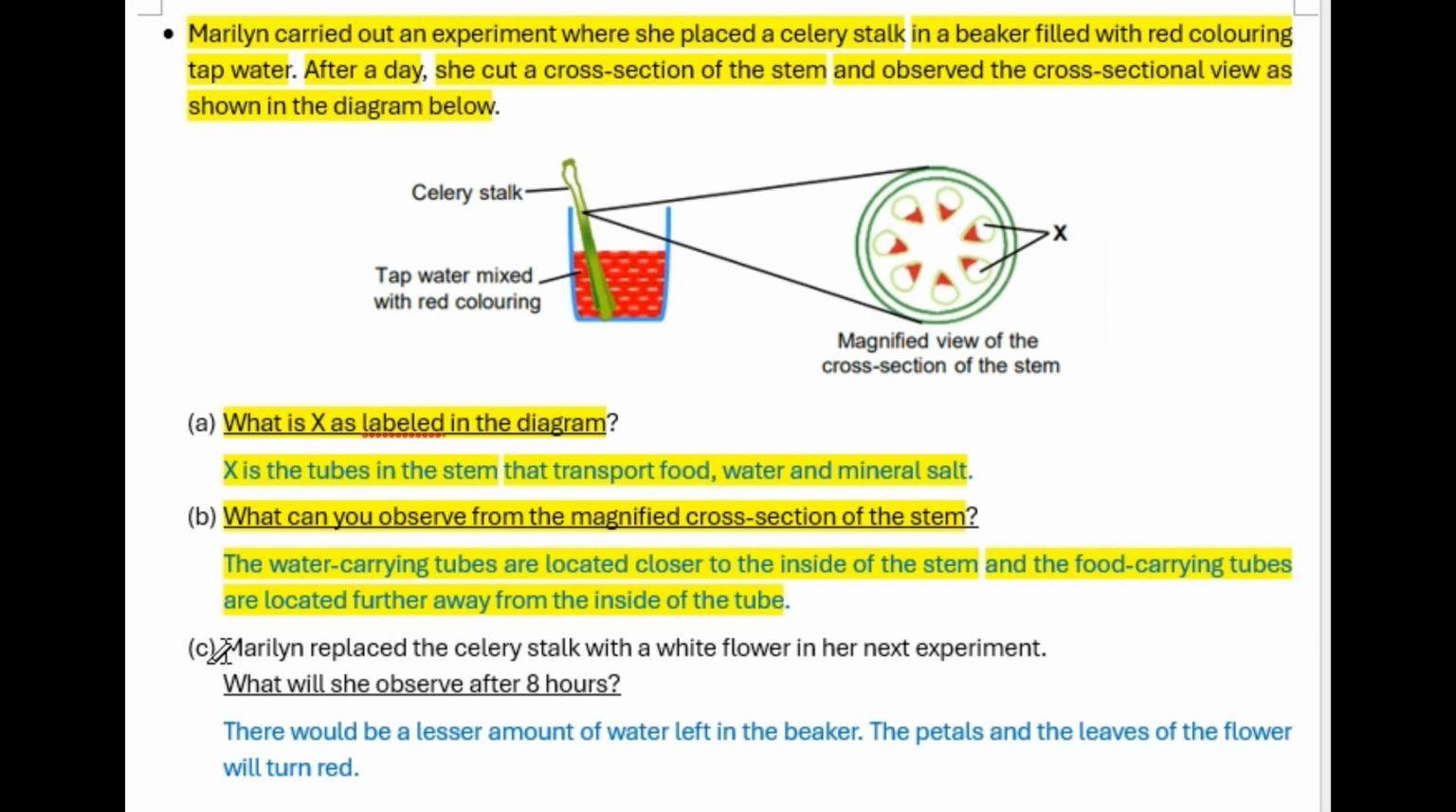C. Marilyn replaced the celery stalk with a white flower in her next experiment. What will she observe after 8 hours? There would be a lesser amount of water left in the beaker. The petals and the leaves of the flower will turn red.